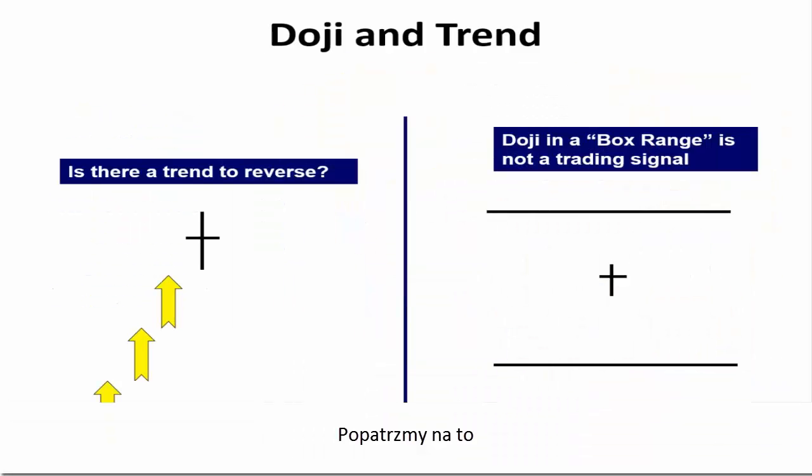So let's look at this. All right, doji and trend. Now, the market's moving up. Is there a trend to reverse? So to me, I view this doji as a warning.